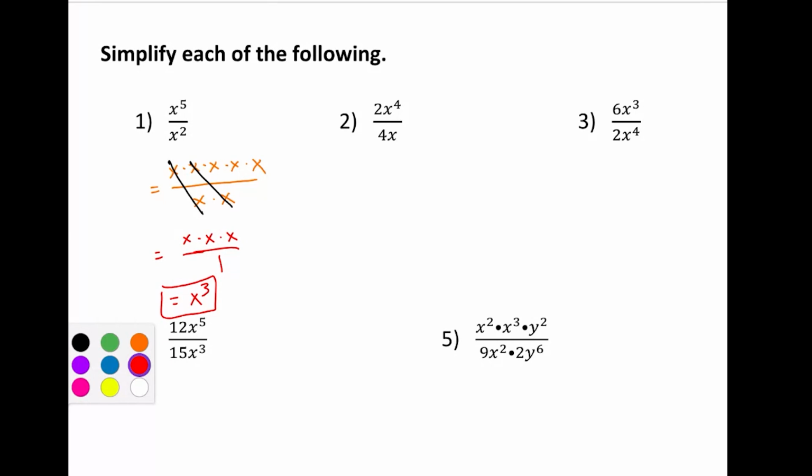Okay, number 2. We've got 2 times x times x times x times x over 4 times x.